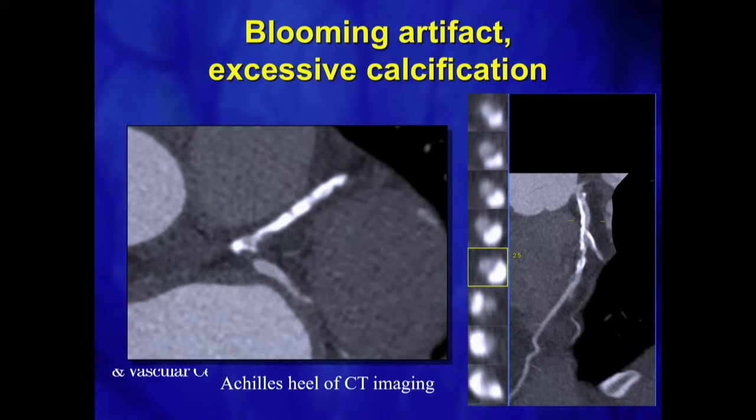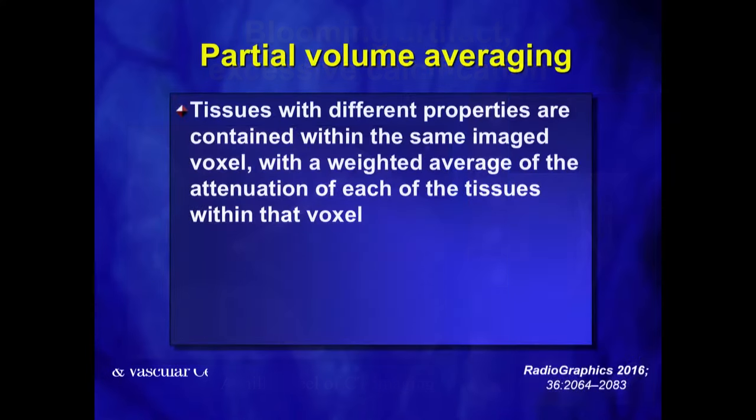Excessive calcification can also cause this beam hardening, or some people call it blooming. And this is actually the Achilles heel of CT imaging, because it's blooming so much that I cannot see what is inside the vessel. And the basic theory behind it is what we call partial volume averaging.